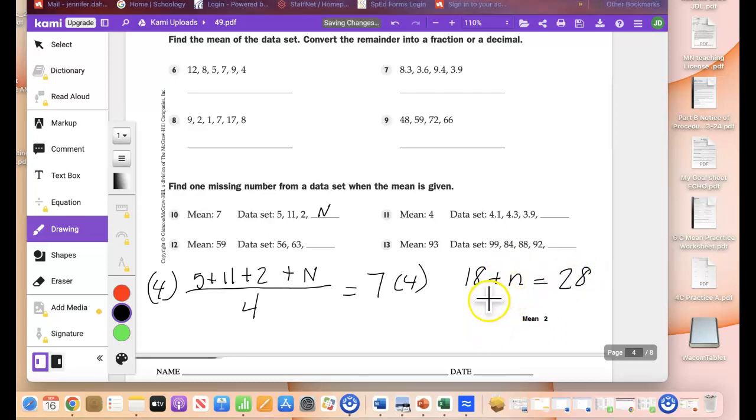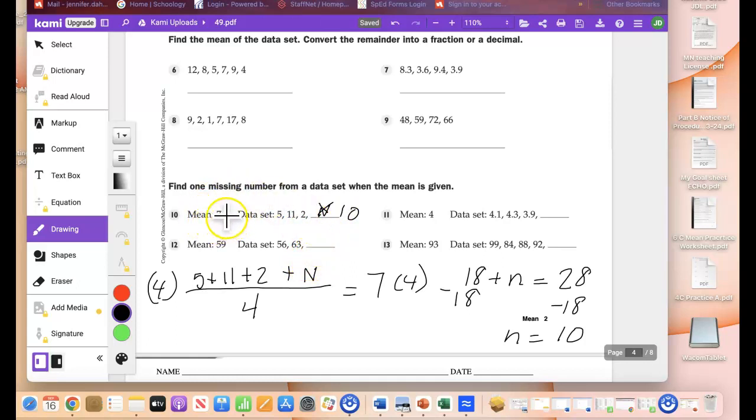So to do that, I can just count up, or I can subtract 18 from both sides. So remember, we're doing the opposite. So you get n equals 10. So my other data point here is now 10. So if I actually took 10 plus 5 plus 11 plus 2 and divided by 4, I should get 7.